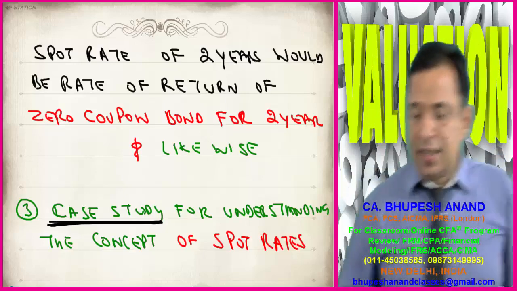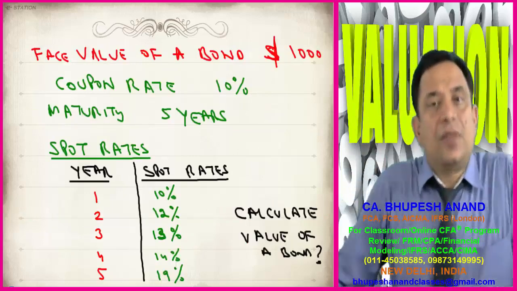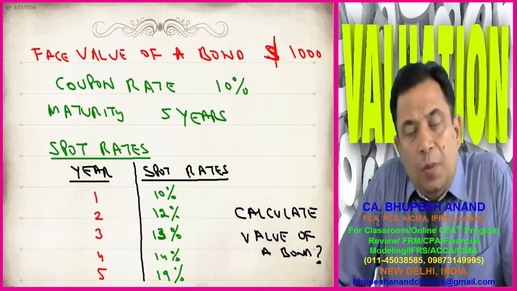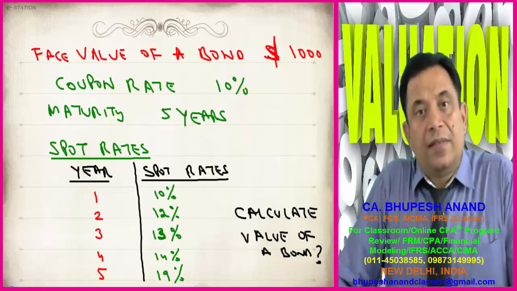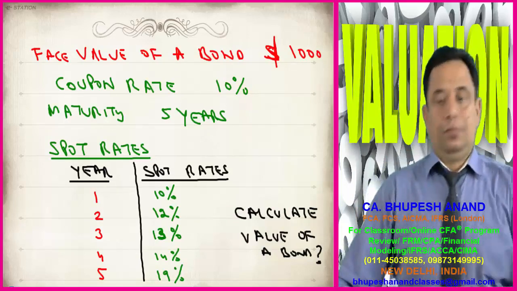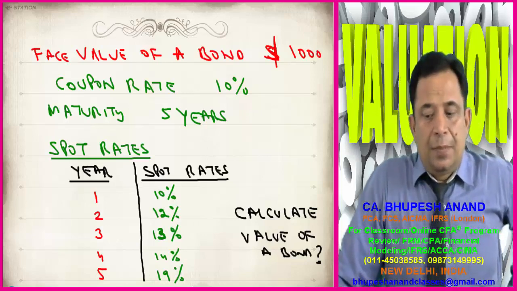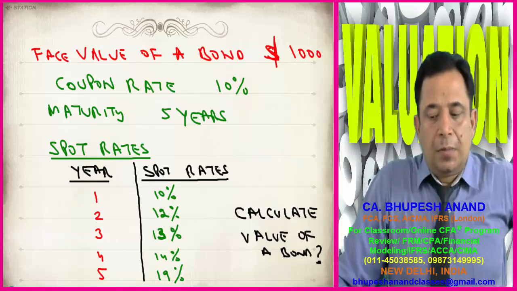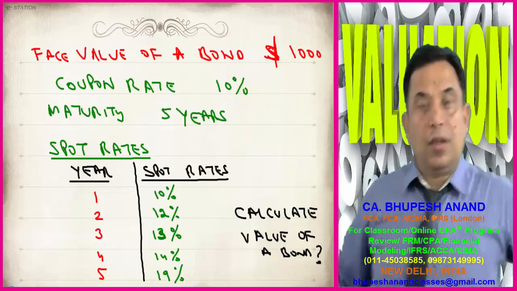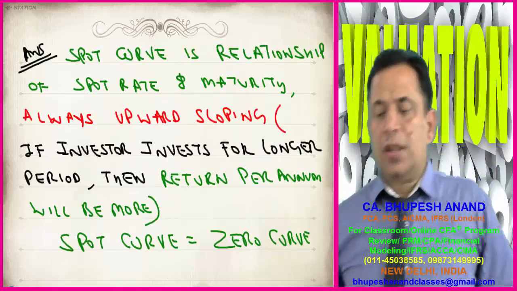Case study for understanding the concept of spot rates. Let the face value of a bond be 1000, let the coupon rate be 10%, let the maturity be 5 years, and we are given 5 spot rates. First year 10%, second year 12%, third year 13%, fourth year 14%, fifth year 19%, and we have to calculate the value of a bond.